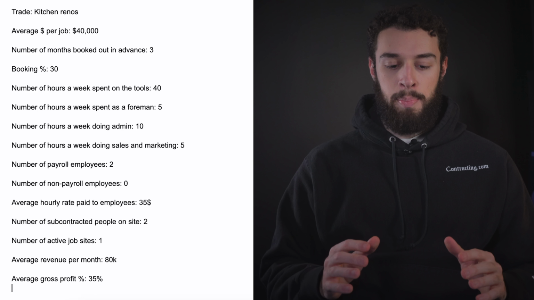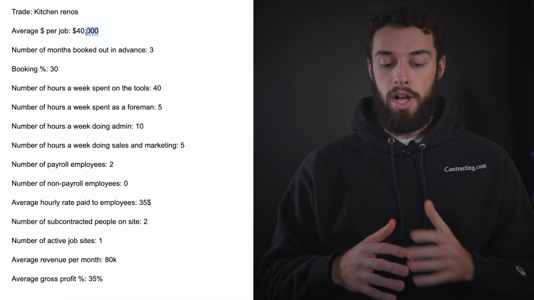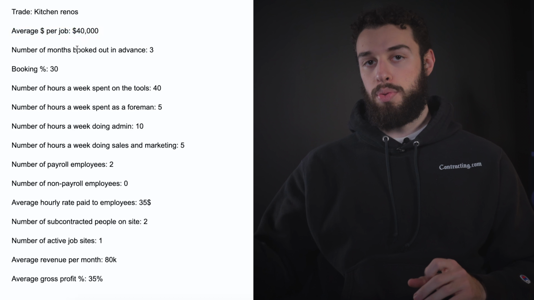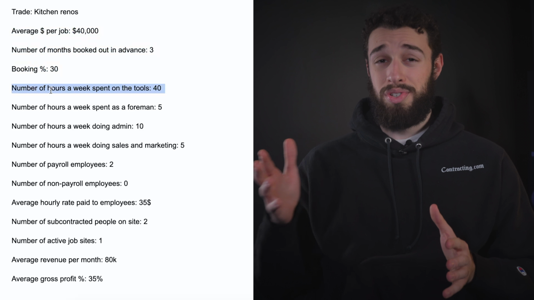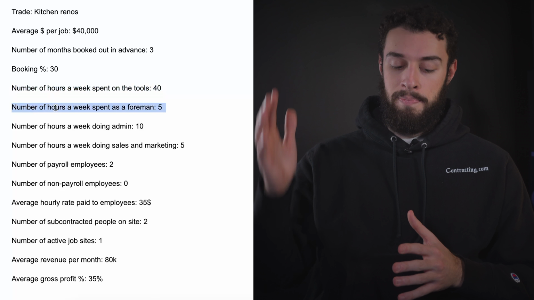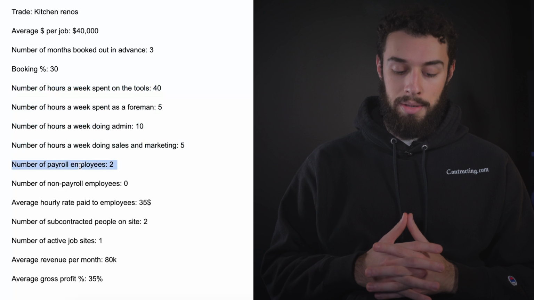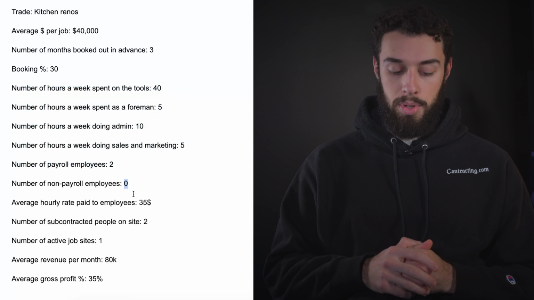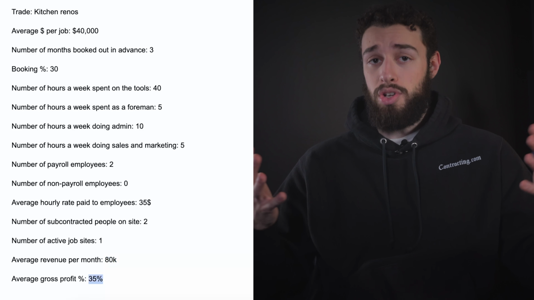So in this final example, we're going to take a look at a kitchen renovation business. And you'll see here their average dollar per job is $40,000. They're booked out 3 months in advance. They have a 30% booking ratio. The amount of hours that the owner is spending on the tools is 40 hours a week. They're spending 5 hours as foreman, 10 hours on admin, 5 hours on sales and marketing. They have 2 payroll employees, 0 non-payroll employees, $35 per hour. They have 2 subcontracted people on site, so maybe like a plumber, electrician. They have 1 job site. $80,000 a month is what they're doing at 35% gross profit. So these are pretty good numbers.